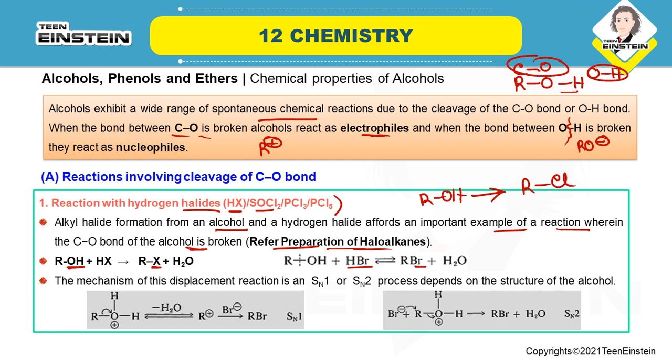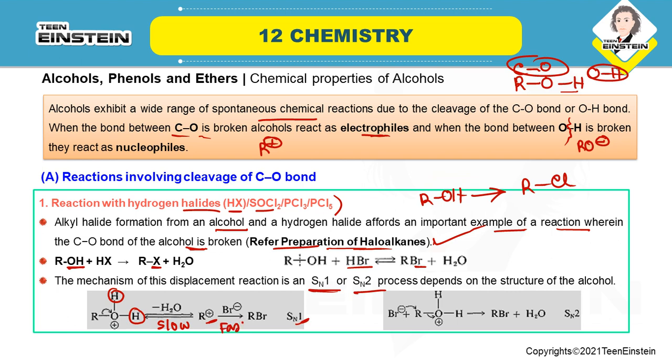The mechanism of this displacement may be either SN1 or SN2, depending on the structure of the alcohol, that is, what type of alcohol you have taken. Both mechanisms are possible. Again, you will find the detailed mechanism here. Now if it is SN1, the first step is the slow step and it is the formation of the carbocation R plus. Here OH is protonated by taking H from the acid HX, and this carbocation is then attacked by the negative part of the reagent, which is Br minus. So this is SN1.